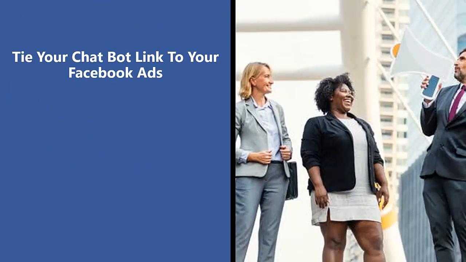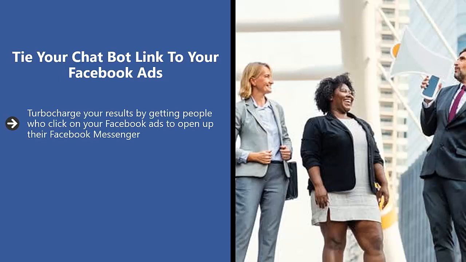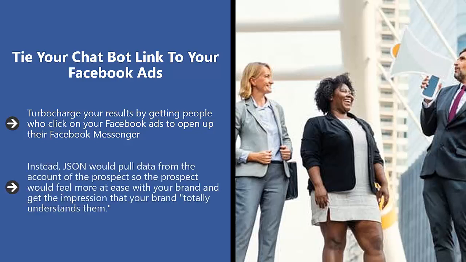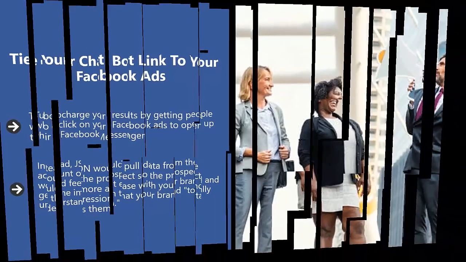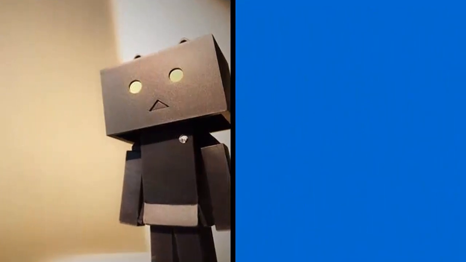Tie your chatbot link to your Facebook ads. Turbocharge your results by getting people who click on your Facebook ads to open up their Facebook Messenger. This is really powerful stuff because if you hire a programmer to use JSON integration, the chatbot interaction is not going to sound automatic and impersonal. Instead, JSON would pull data from the account of the prospect so the prospect would feel more at ease with your brand and get the impression that your brand totally understands them. This opens up their mind and increases the likelihood of becoming a subscriber to your mailing list or actually converting on your offers and becoming a buyer.